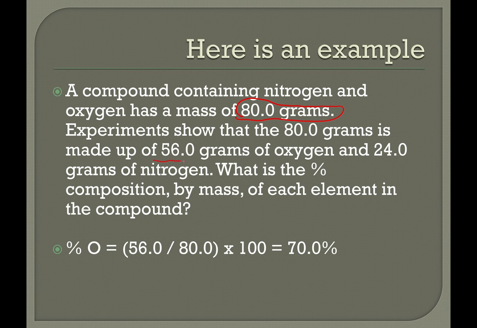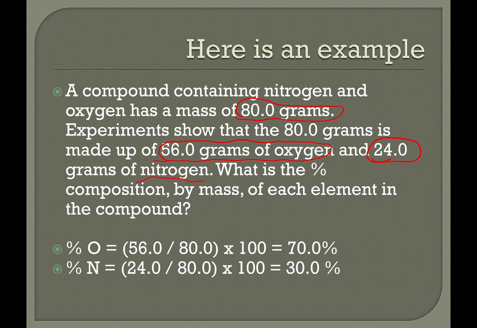So we have 56 grams of oxygen, so that could be one part that we can look at, and we can look at 24 grams of nitrogen. So for each one, we use the part over the whole. The part in this case for oxygen is 56 grams divided by the total of 80 times 100, which is 70%. So 56 is 70% of 80.